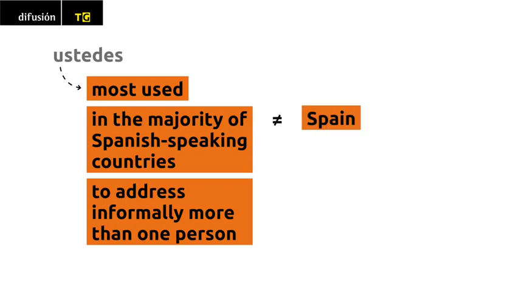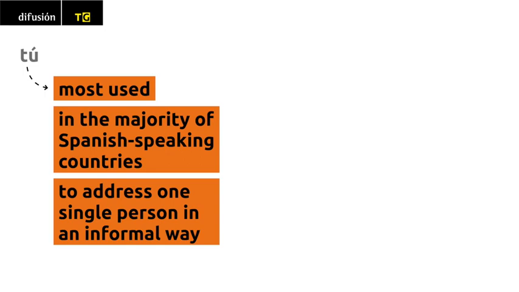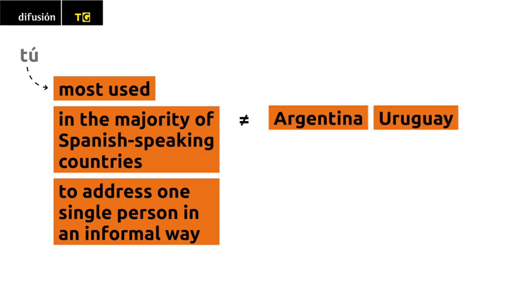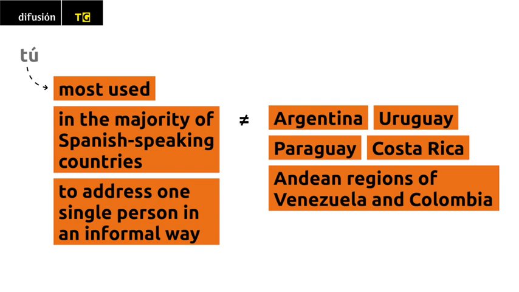However, in most of Spain, the plural vosotros, vosotras is used instead of ustedes when addressing informally more than one person at a time. You'll recall that tú is the most used form in the majority of Spanish-speaking countries to address one single person in an informal way. But it's also important to note that in several Latin American countries, such as Argentina, Uruguay, Paraguay, Costa Rica, and in the Andean regions of Venezuela and Colombia, the singular vos is used instead of tú.